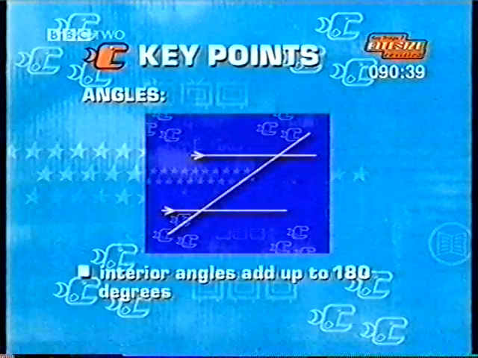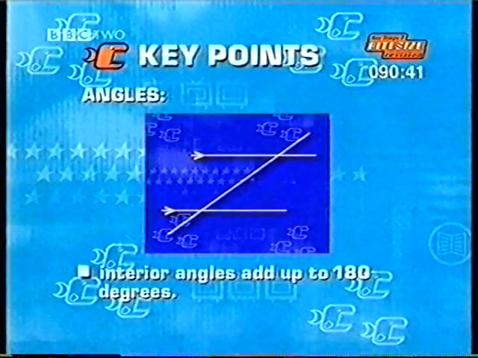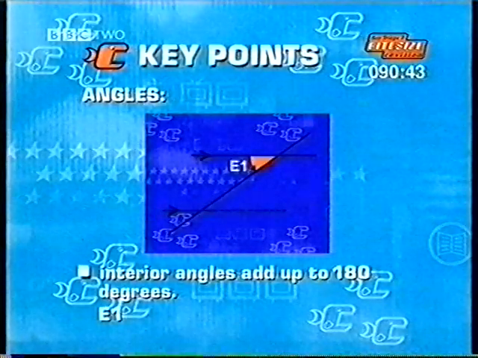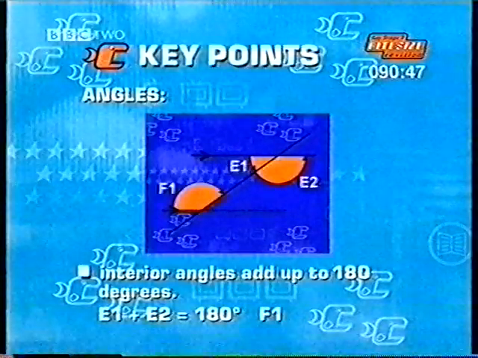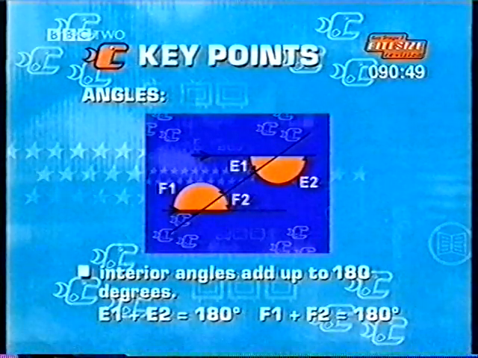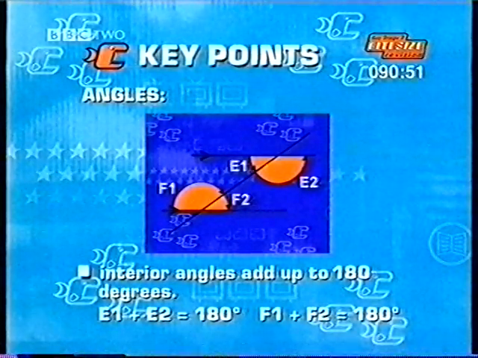And interior angles add up to 180 degrees. So E1 and E2 add to 180 degrees, and F1 and F2 add to 180 degrees too. Right, that's the end of this unit on angles.